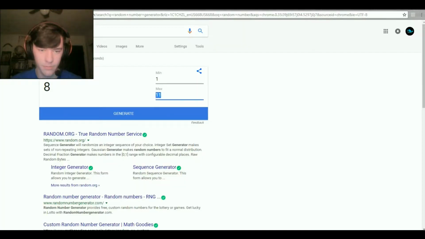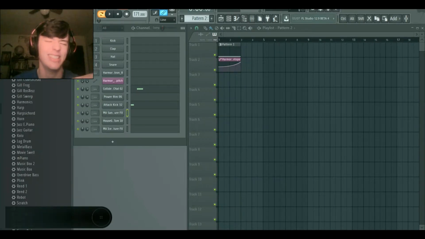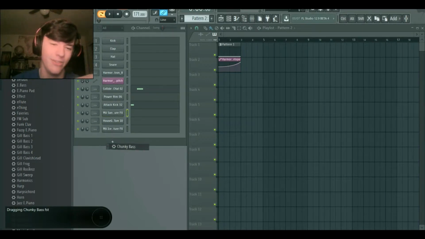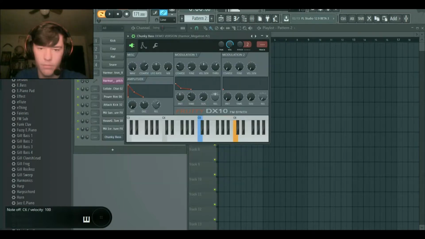So 1 through 29. That was how much it was, right? 11 again? Isn't that the one that we did earlier? DX10. Oh, it's this one. Oh yeah, I know this one. So we got a lot here. Another closed-eyed one. Chunky bass. We've got another bass. It's not even that good, man.